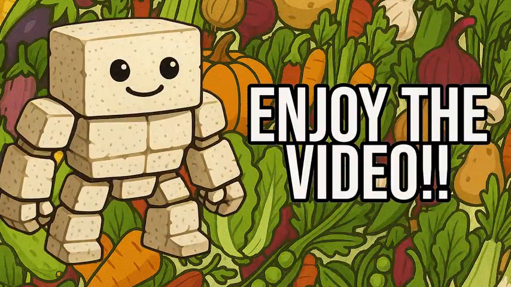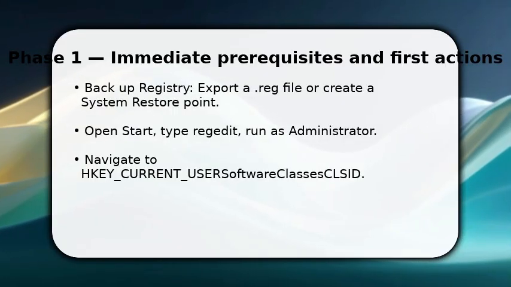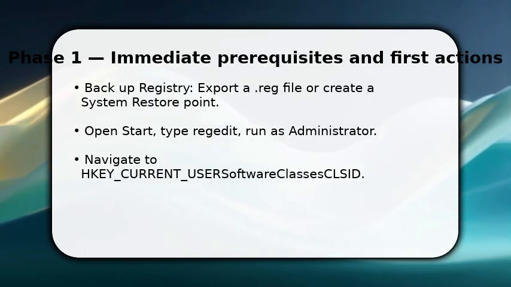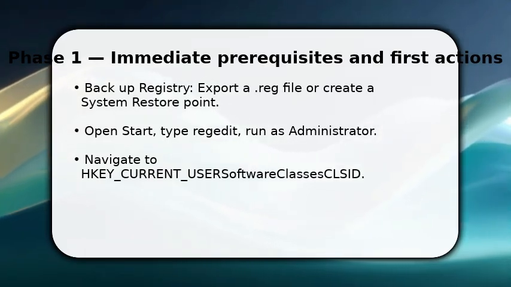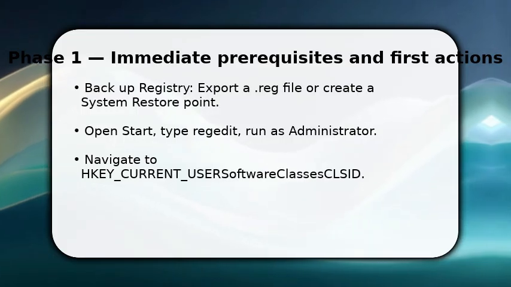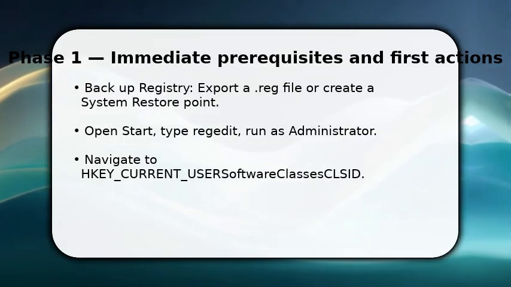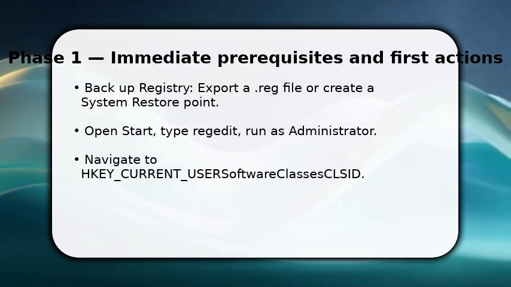Please enjoy the video. You start by securing recovery, create a restore point, or export the registry so you can revert if needed. Once done, open Start and run Regedit as administrator. This gives the permissions required.